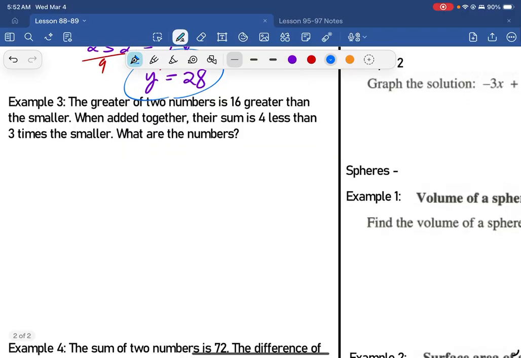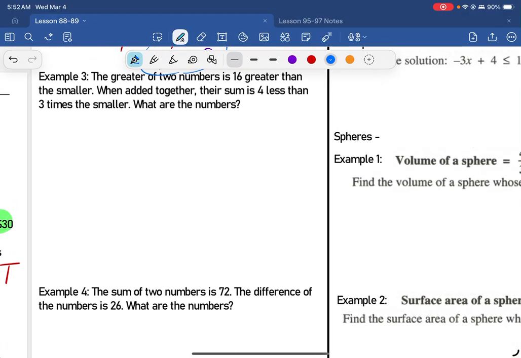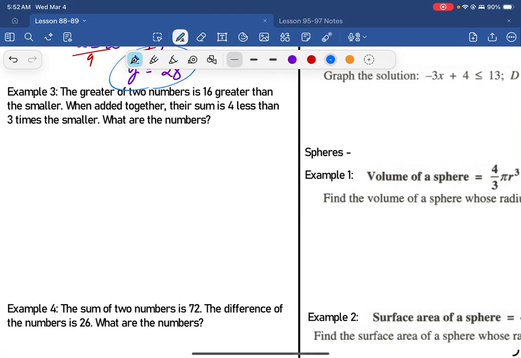Okay, I want you to try this one down here, or both of these actually, as best as you can. If you get stuck, you can unpause the video, but try to solve this on your own and see how you do. So pause the video and give it a try.